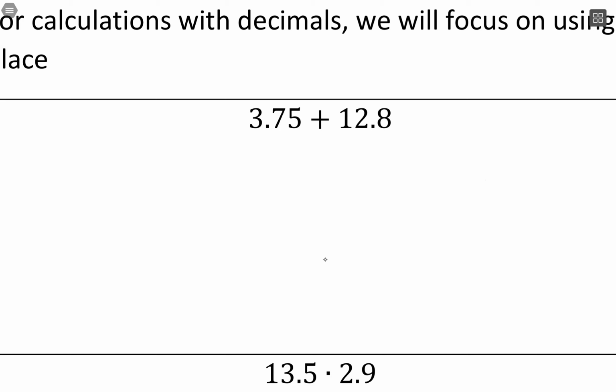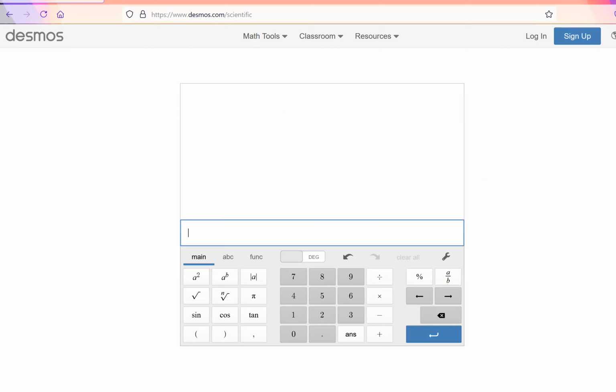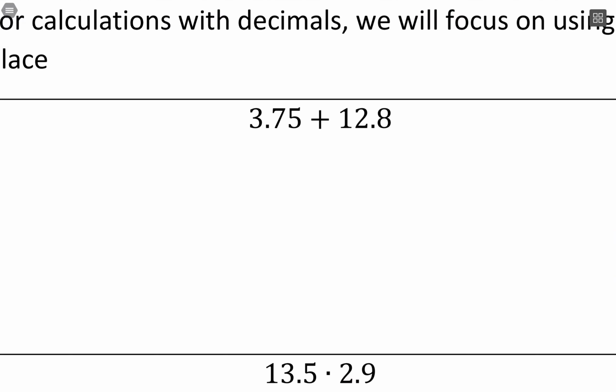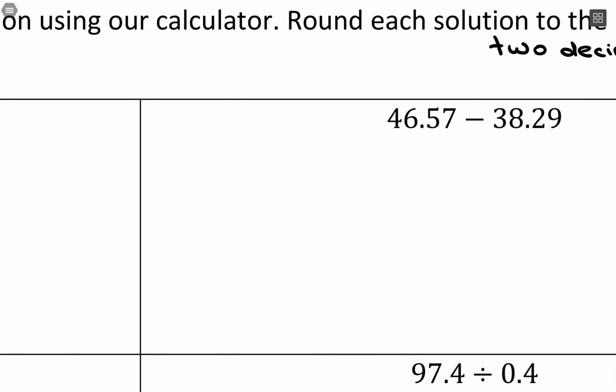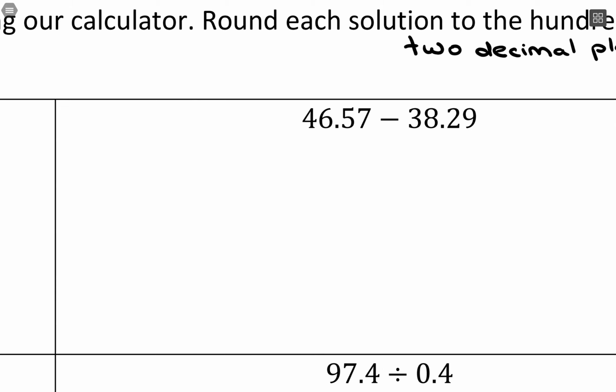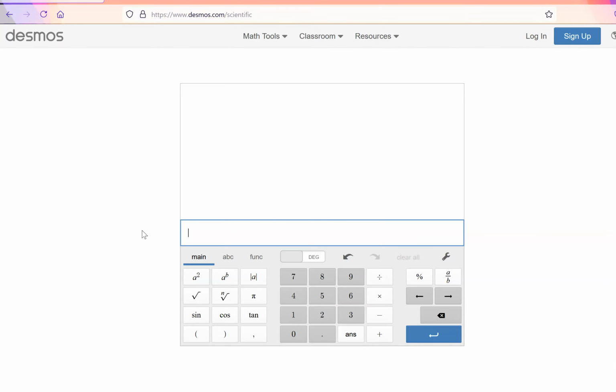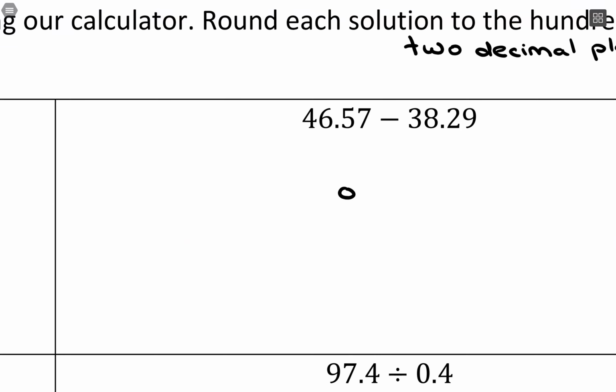So 3.75 plus 12.8. So what I'm going to do is just type that in. And we get 16.55. Rounding that to 2 decimal places, it's actually already done for us. So that's just going to be 16.55. For subtraction, same idea. I'm just going to go ahead and type it in. 46.57 minus 38.29, 8.28. I'm just going to copy that down.